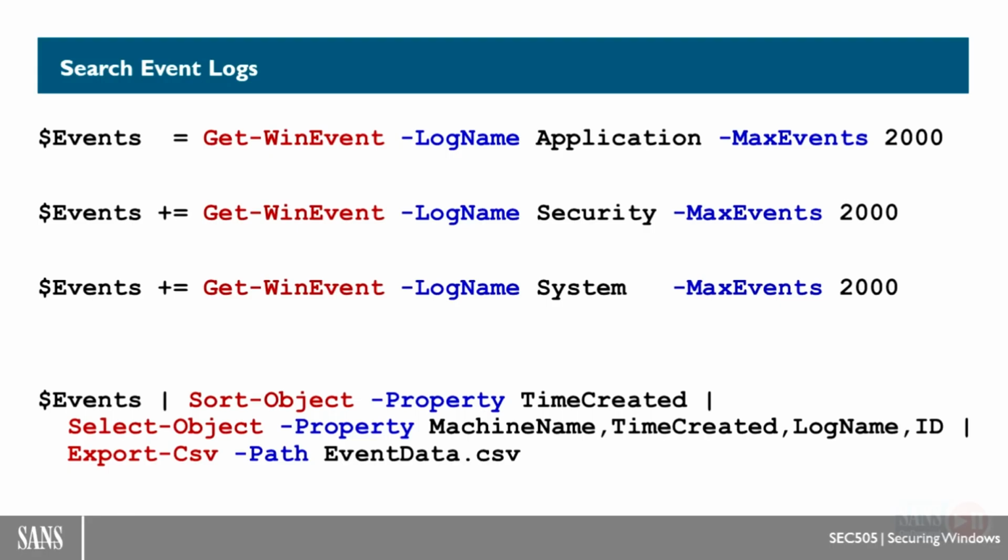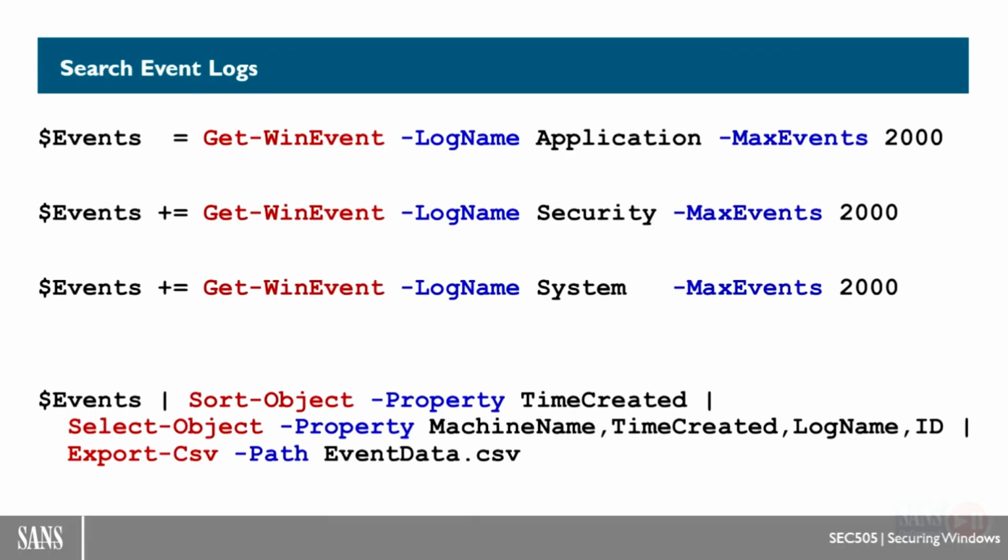As you can see at the line at the top, I'm searching the application log, and I'm returning the 2,000 most recent events from the application log. All that goes into an array on the left-hand side, the events array. On the very next line, the second one, I'm now extracting from the security log the 2,000 most recent events. But notice, I'm not overriding the array, I'm appending to it. I'm using +=. And then finally, I'm extracting the 2,000 most recent events from the system log, and again, I'm appending it to the events array.